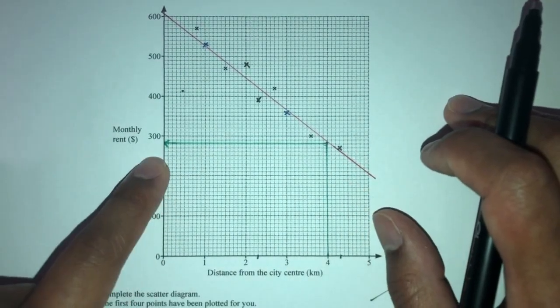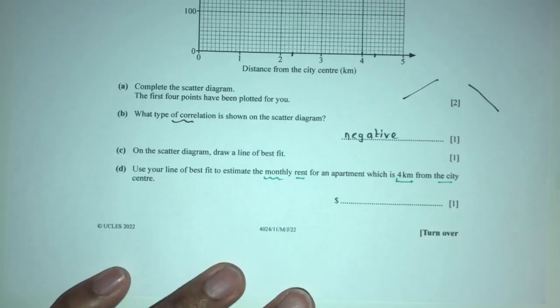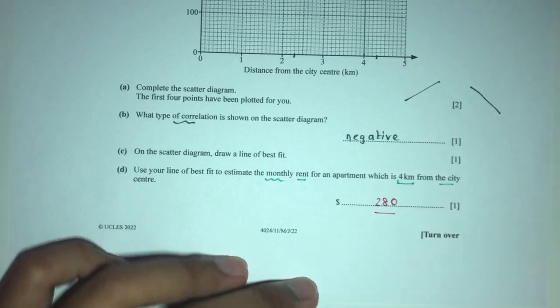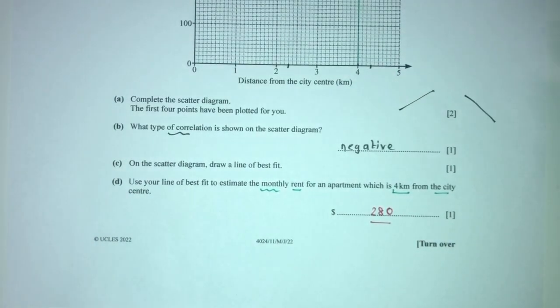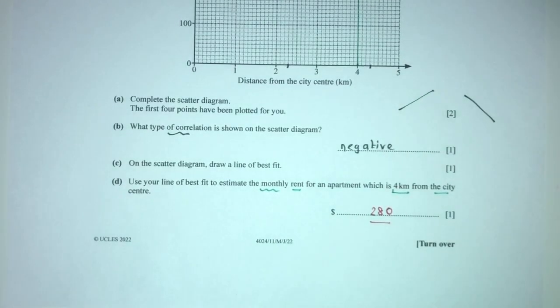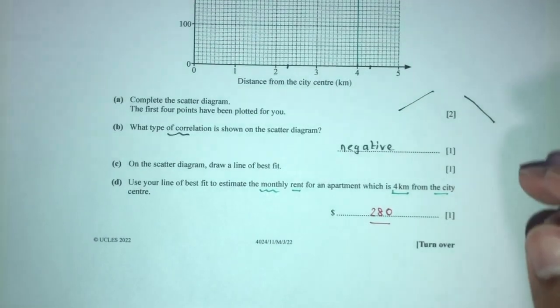That will be 280 according to my graph. 280, 285, around that value. But it depends on how well you draw your graph. It's up to you. Yours might change a little bit, might be 270, 290, but should be around those values. That'll be question number 10.